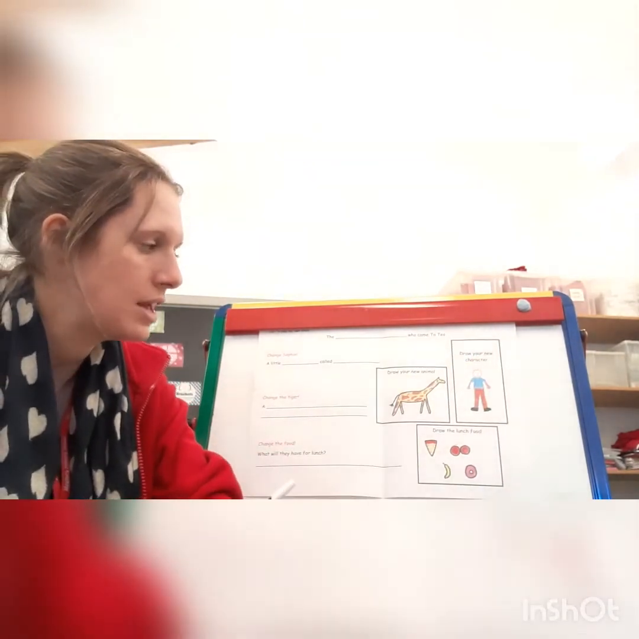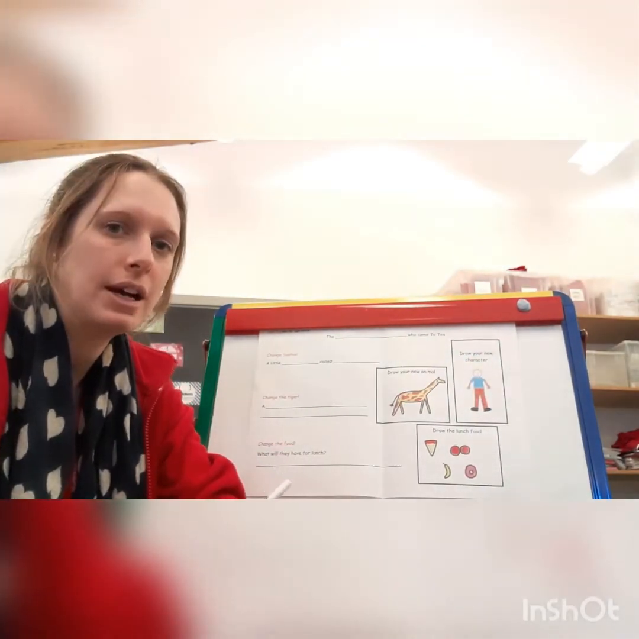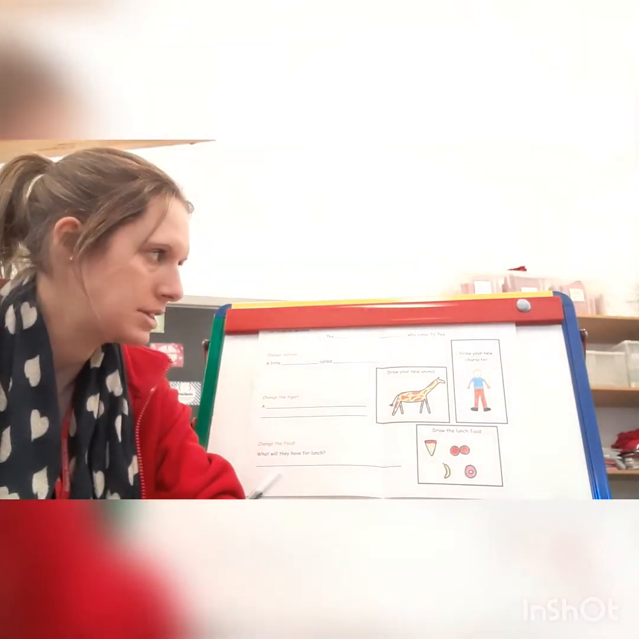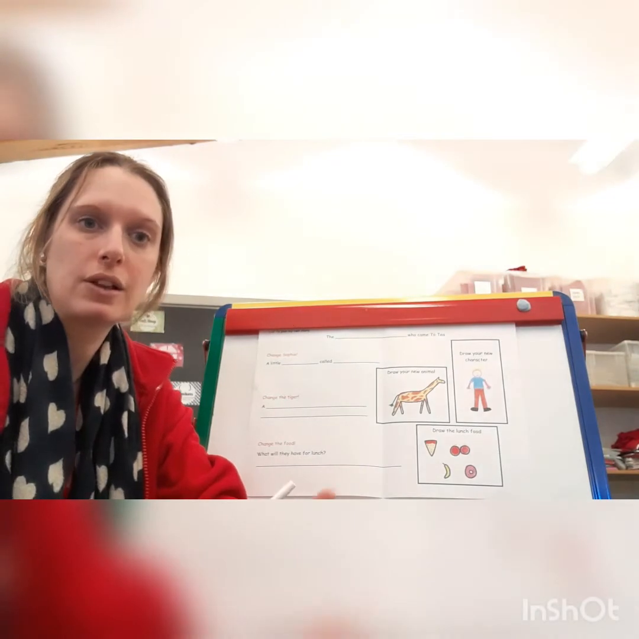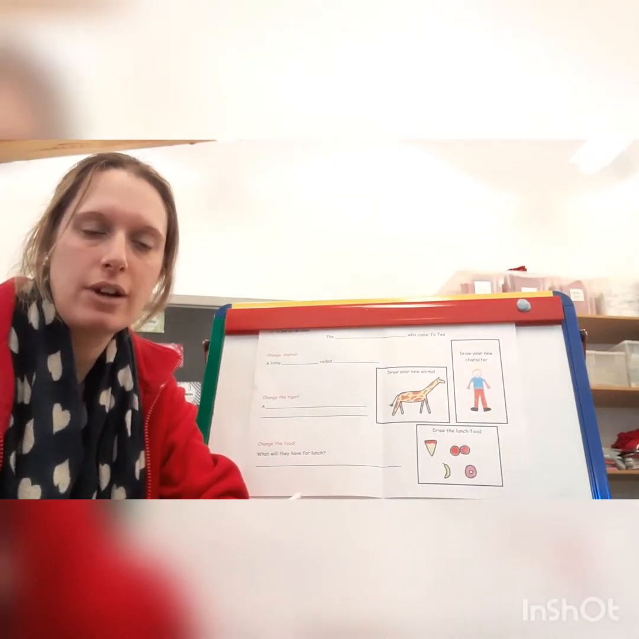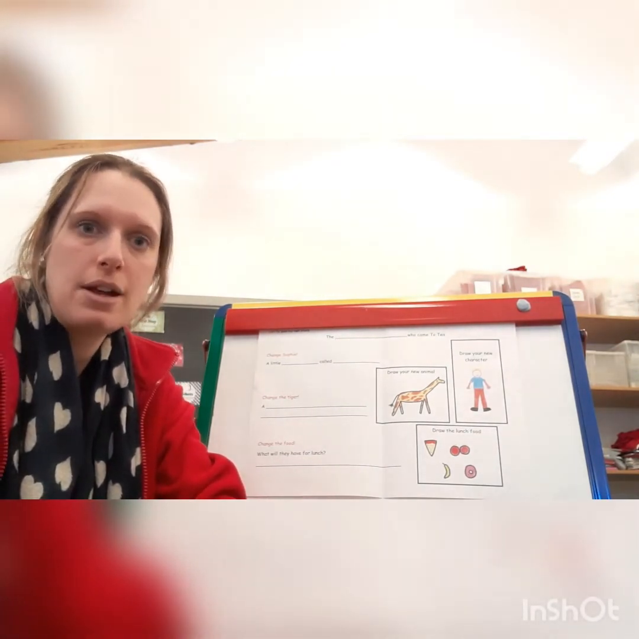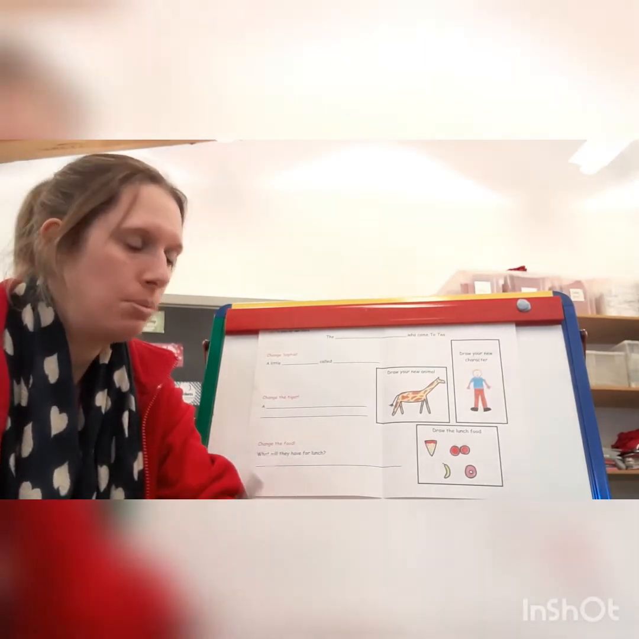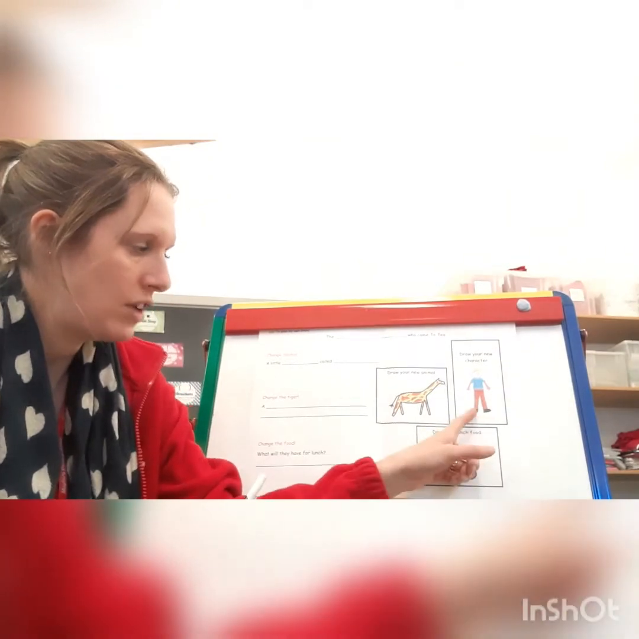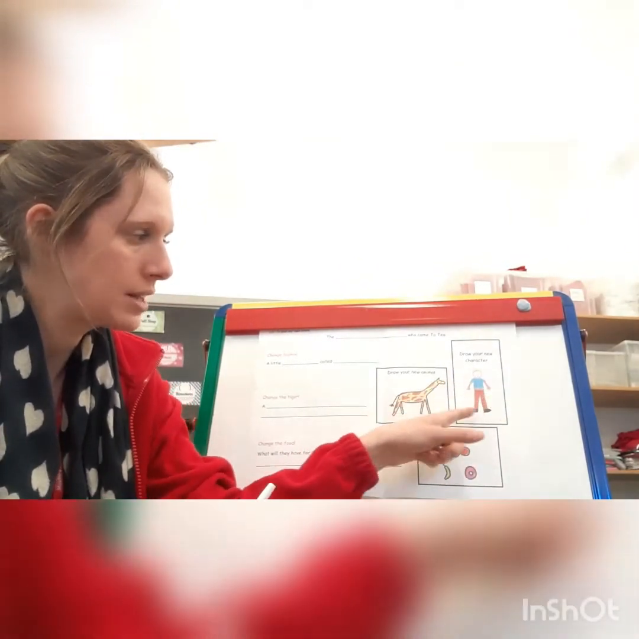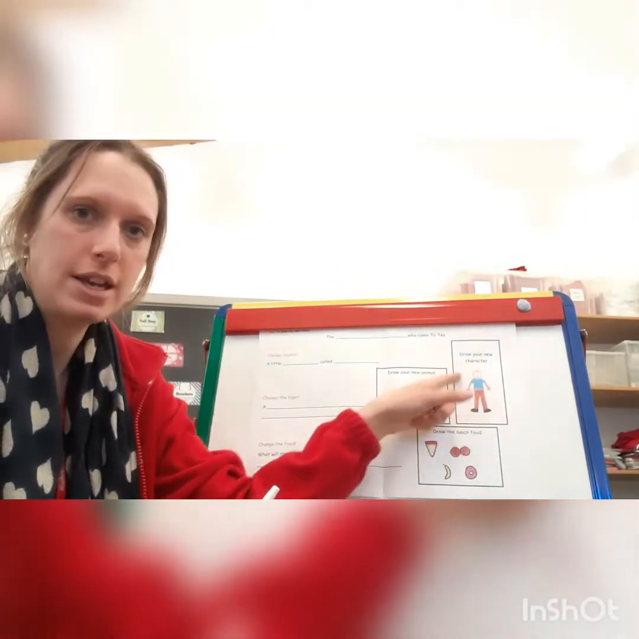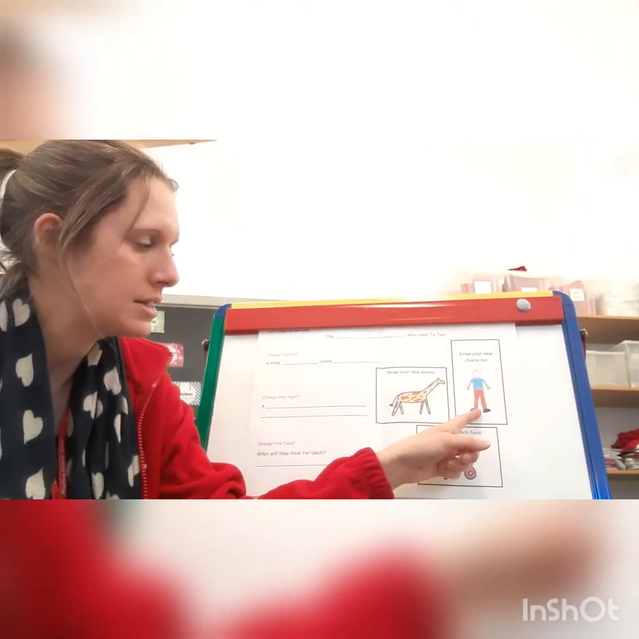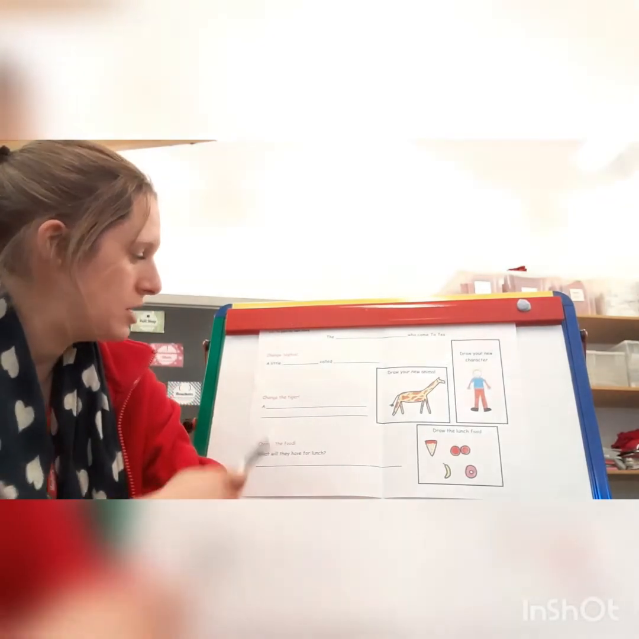In this box here, it says draw your new character. So you're going to have a think and decide who your new character is going to be. Mine is a little boy called Sam. You might choose a little girl called Chloe, or a little girl called Isabel, or you might choose a little boy. It is up to you. The first thing is you're going to draw your new character in this box here.